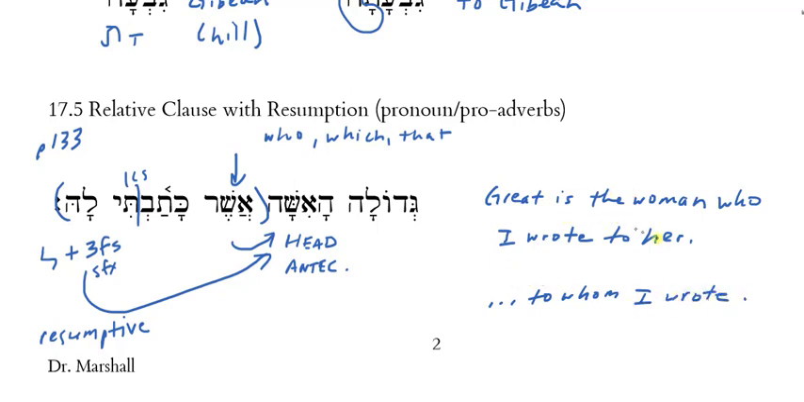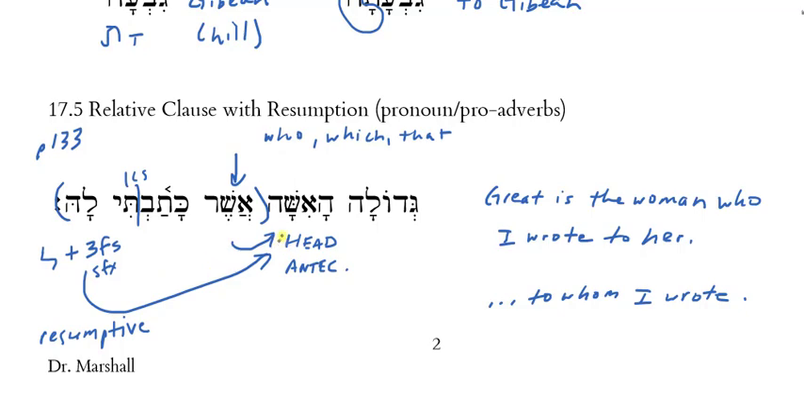So this is not great English, but it's very sexy Hebrew. Okay? Using resumptive pronouns like this. It sounds funny to us, but it's very common in Hebrew. Okay, so great is the woman which I wrote to her.